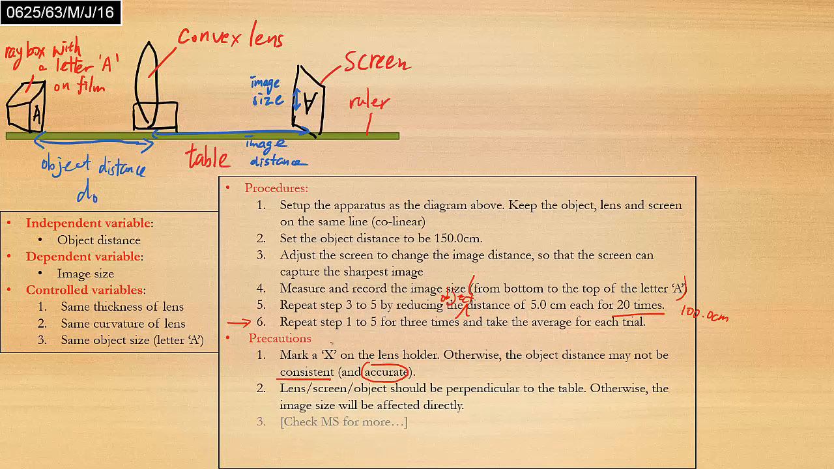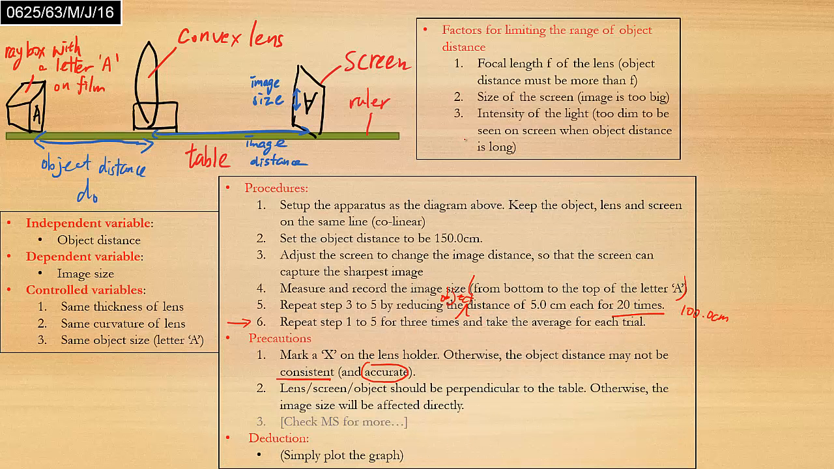And if you look at the marking scheme, you see there are much more precautions, so maybe it's better for you to spend some time to read that, and it's good for your other question as well in optics. For deduction here is pretty simple, since the question just simply asks you to compare, so not much to talk about for deduction.